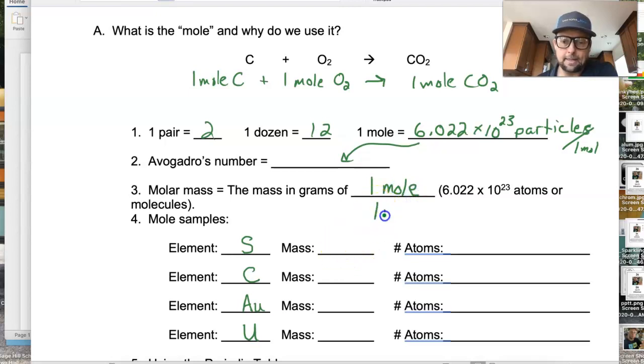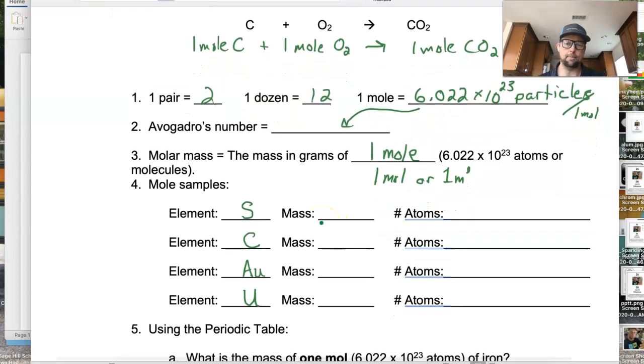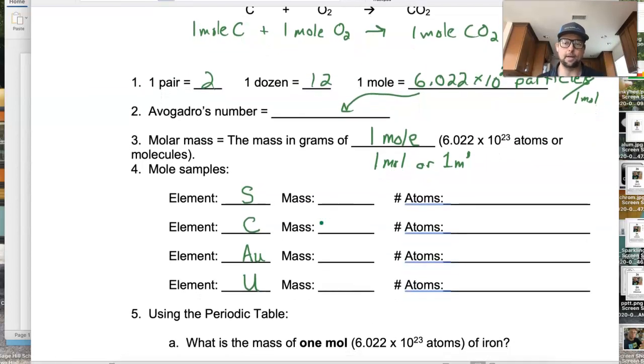And sometimes I'll abbreviate that MOL, it's not much shorter, or sometimes you'll see this 1M with an apostrophe. That apostrophe is important because M means a lot of things in chemistry. So mole, MOL, or 1M apostrophe, they all mean 1 mole. So look at sulfur on your periodic table. You can pause if you want. It weighs 32.07. Our units are grams per mole.